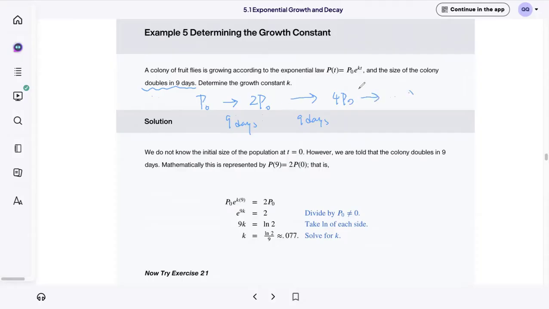So what do we do? We want to determine the growth constant K. So we want to find K.